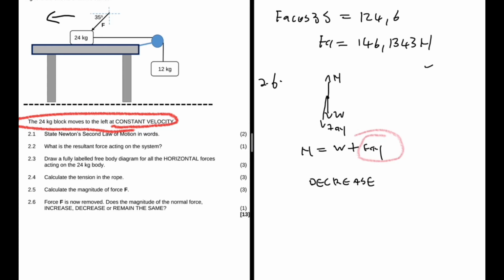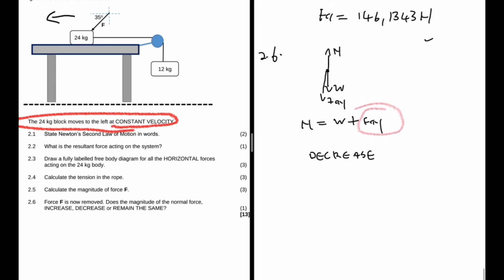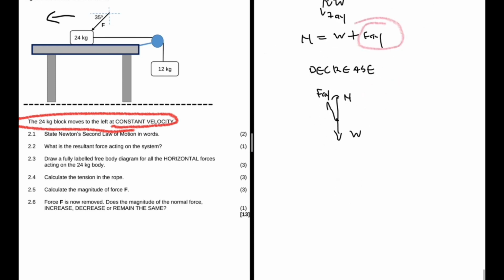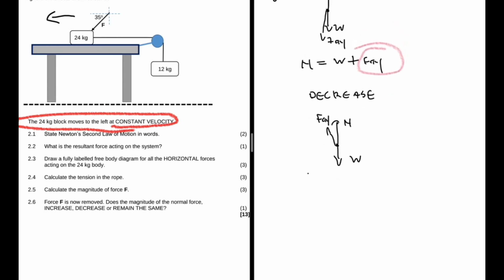So let me show you something. It will not always go down when you remove a force. Let's say the force applied was acting up, right? Then we would have the normal force, and then F applied Y, and then down we still have weight. So from this sketch, we have the normal plus FAY equals the weight. So the normal is equal to the weight minus FAY. Clearly in this case, if you remove FAY, the normal would go up.